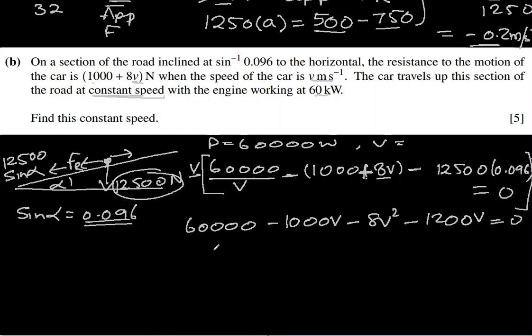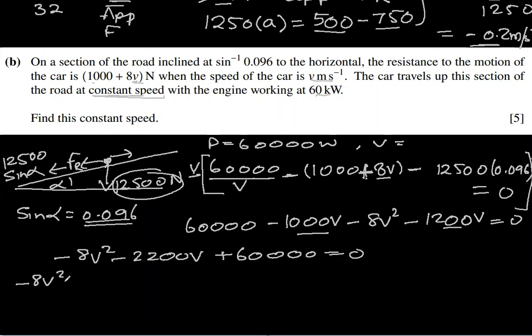Now it becomes a quadratic equation. Minus 8v squared, minus 1000 and 1200, minus 2200v, and plus 60,000 equal to 0. And now we can use the factorizing method for this. You can use your calculator straight away if it is capable of it, but it is worth 5 marks, so it's better to show it. So 8v squared minus 2400v plus 200v plus 60,000.